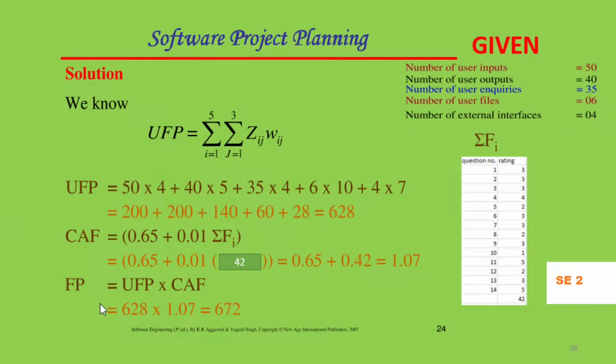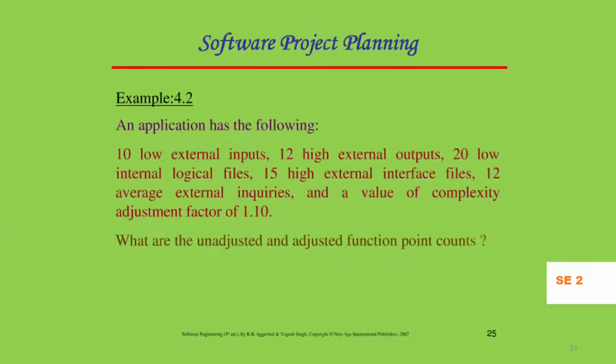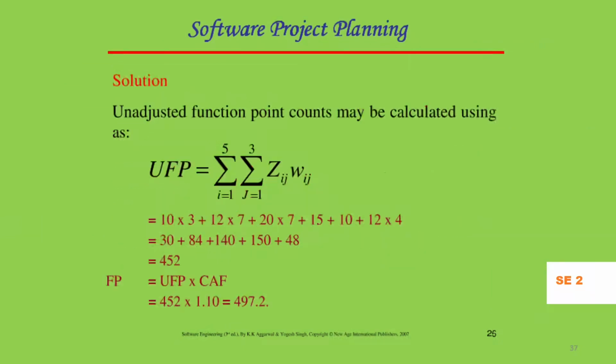So, the function point, hindi na siya unadjusted. So, the function point is equal to UFP times CAF. So, 628 times 1.07. So, we have the function point of 672. Okay, so that is how we solve for the FP. Okay, another example.